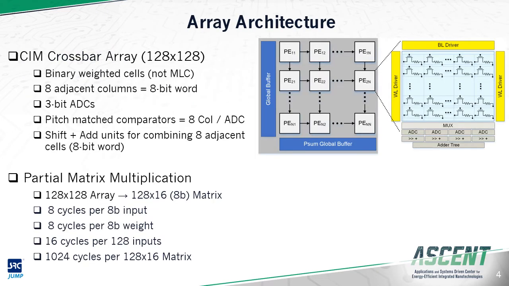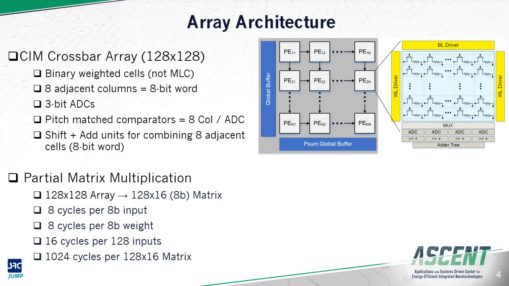In this work, we use a 128 by 128 crossbar array memory, which could be either PCRAM, RRAM, or any other non-volatile memory. We assume binary weighted cells and 8-bit weights and 8 inputs. For 8-bit weights, we use 8 adjacent cells. This means that our 128 by 128 array can store a 128 by 16 8-bit matrix.